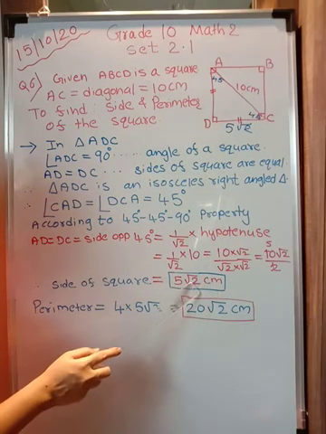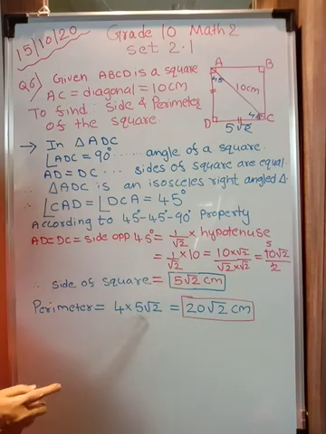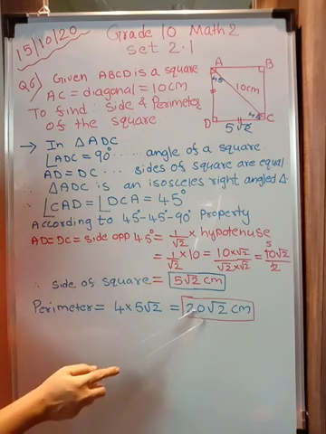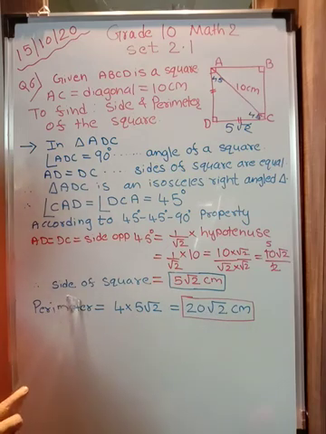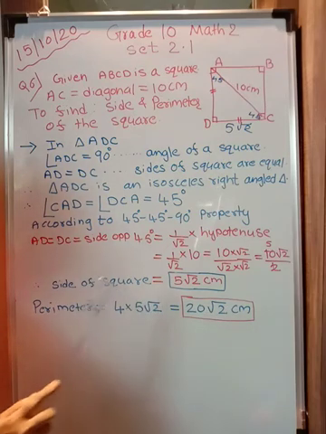Alright. Now, once you get a side, the perimeter is 4 into side. And therefore, we get 4 into 5 root 2, which is equal to 20 root 2. Please write: perimeter of a square is 4 into side.